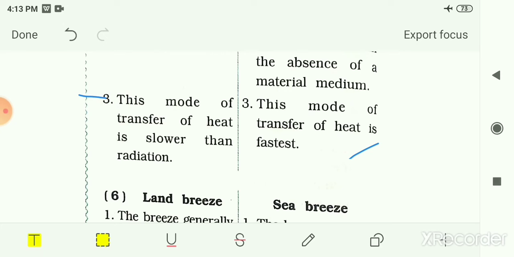Then we had seen about the medium. For conduction, the medium is necessary, and for radiation, a medium is not required. However, we can transfer the heat to a very long distance. And in the third difference, we had seen speed: conduction is slower than radiation, and radiation is the fastest mode of the transfer of heat.